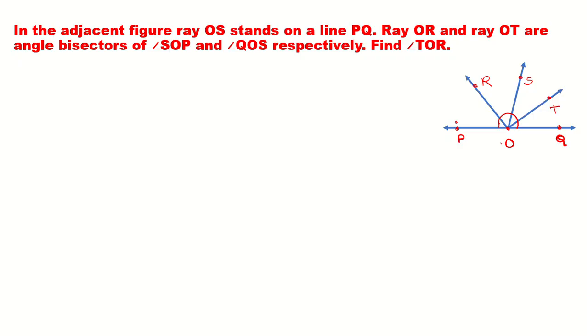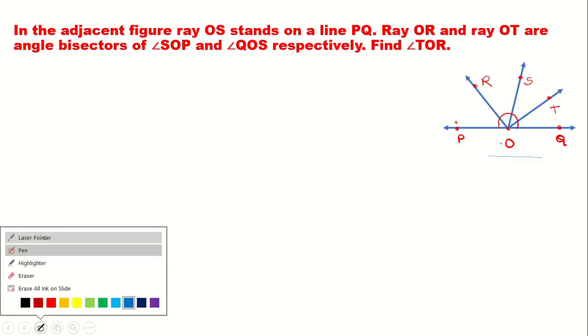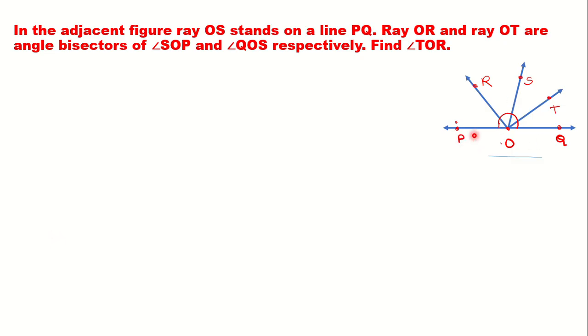Next, let's see one more example. The question here is, in the adjacent figure, ray OS stands on a line PQ. So this is line PQ, and on this line PQ we have a ray OS.